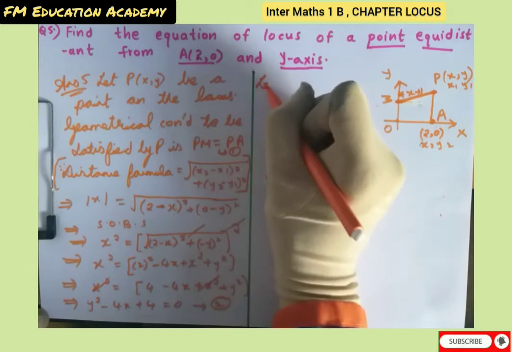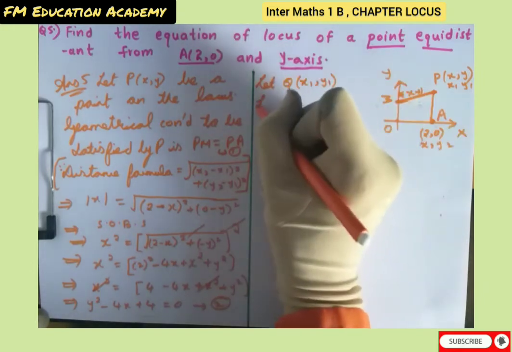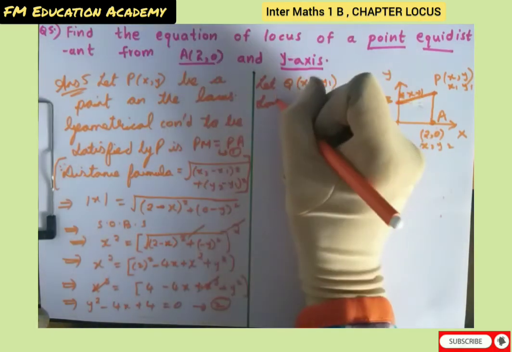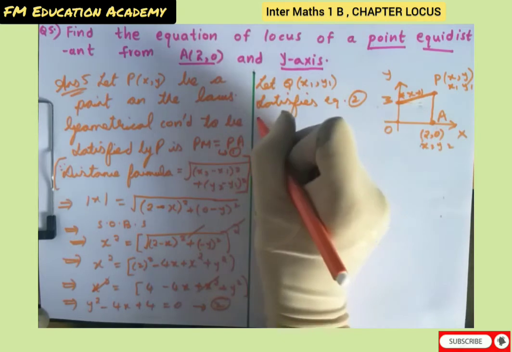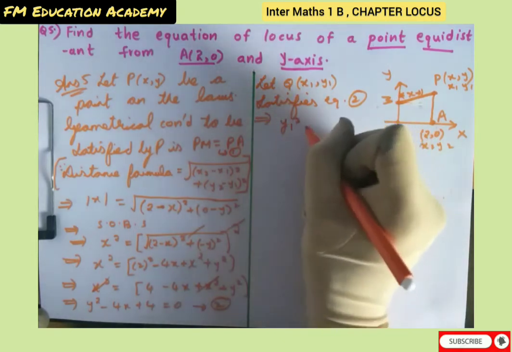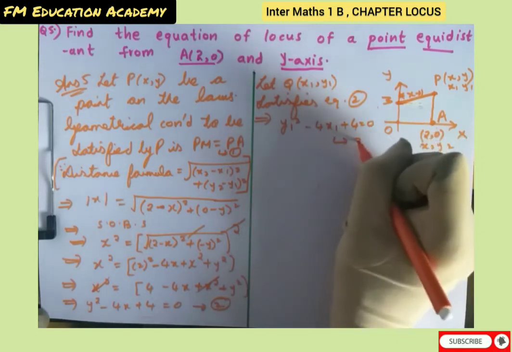We have to assume that there is a point Q x1 y1 which satisfies equation 2. So in place of x, y in equation 2, substitute x1 y1. So y1 square minus 4x1 plus 4 is equals to 0. This is our equation 3.